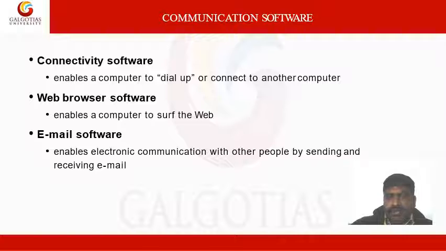The next one is web browser software. It enables a computer to surf the web. Examples are Internet Explorer, Google Chrome, Mozilla Firefox, and Safari. Several companies have introduced different browsers for surfing the net. Then email software. It enables electronic communication with other people by sending and receiving email.